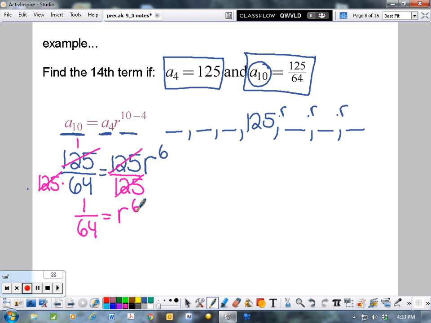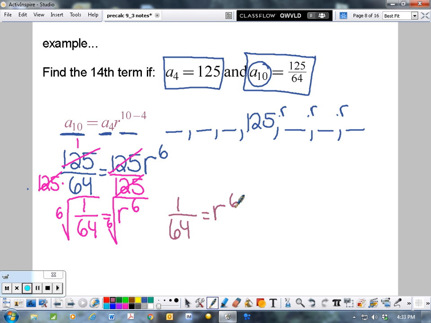And then I'd want to figure out, well, how do I undo the 6th power? Well, I could 6th root both sides. And if you don't know how to do that on your calculator, this is what I typically do, because when I had to do this in high school, I couldn't 6th root stuff. My calculator didn't allow me that ability.